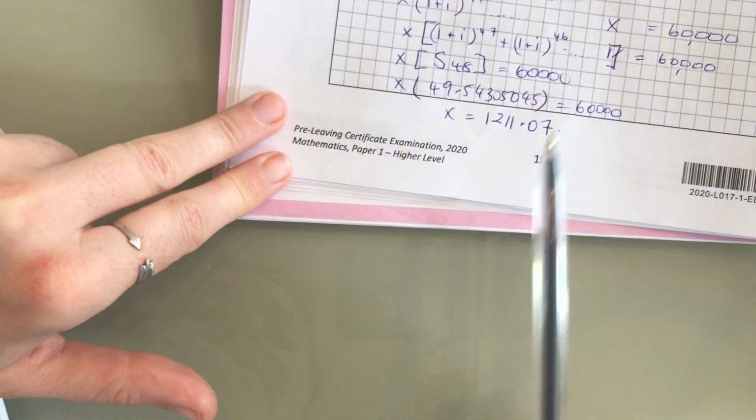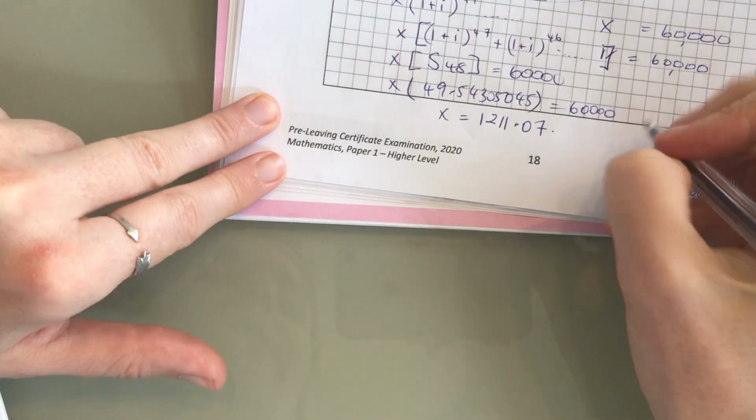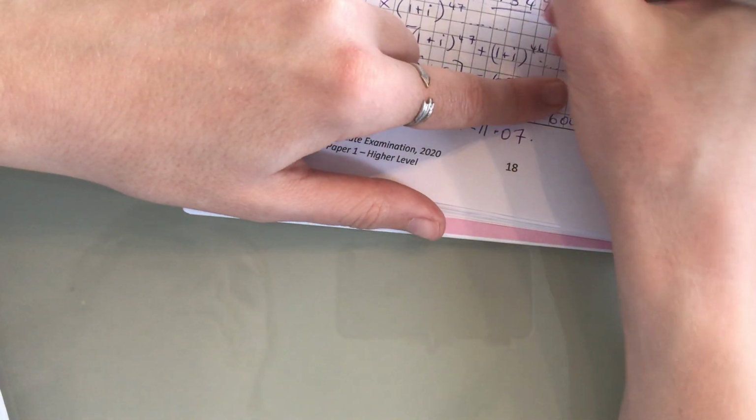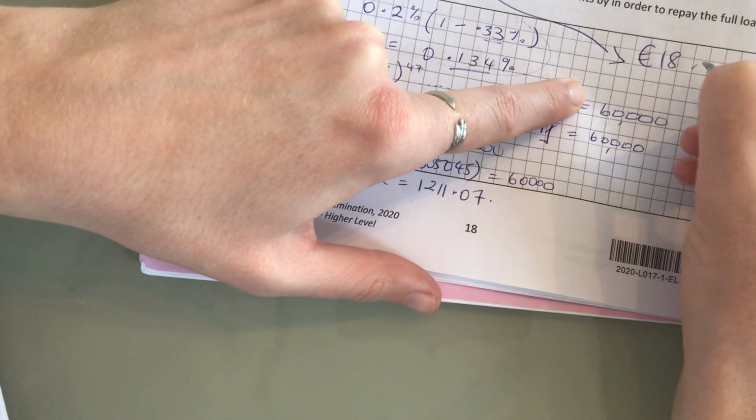Now, this is when she forgot to include her DIRT. This is when she includes her DIRT. So what's the increase? It's €18.86. So an increase of €18.86.